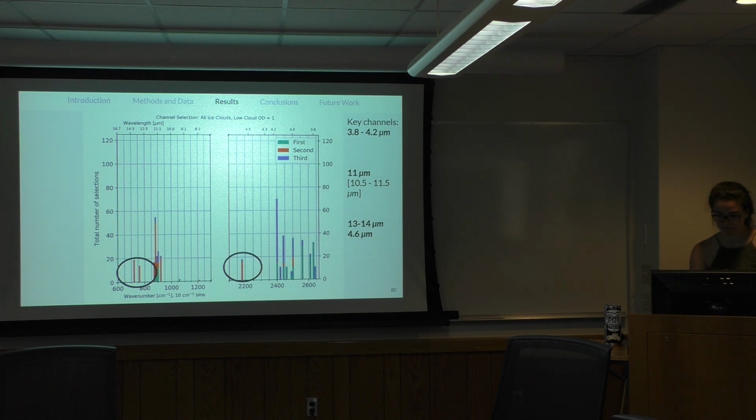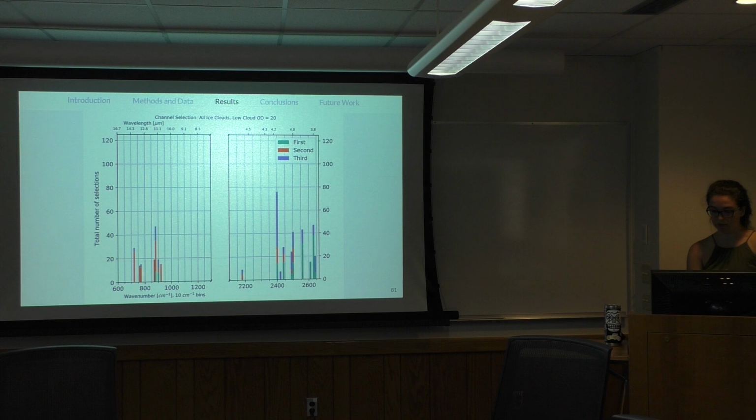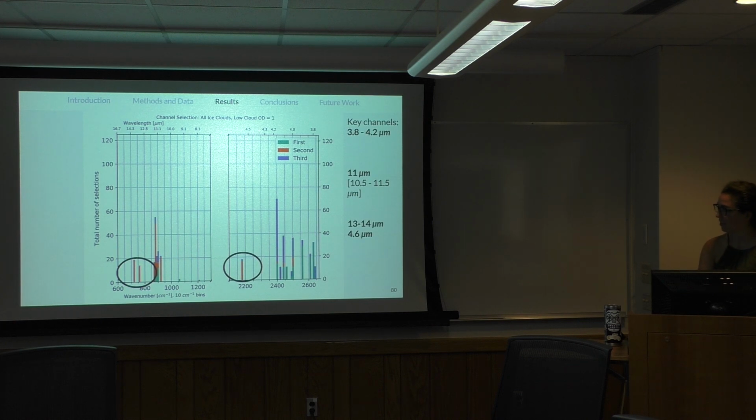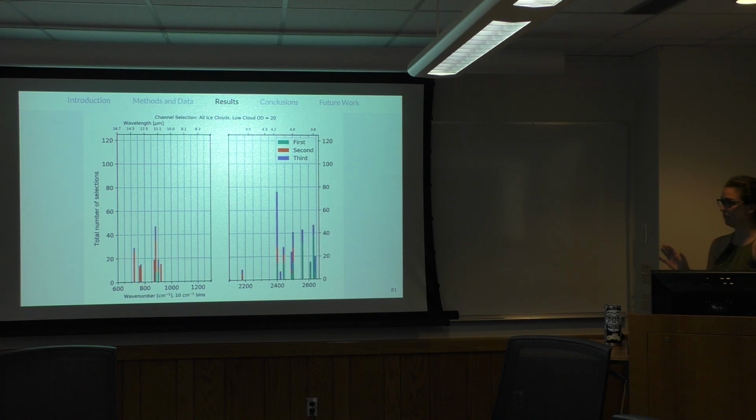And so this is our first selection, our ice cloud with a low cloud that has an optical depth of 1. When we go to the other end of that spectrum, our multi-layer scenario with a low cloud optical depth of 20, which was the highest, we saw that the channels didn't really change between these different multi-layer scenes, just the frequency of selection changed. So as that low cloud increased in optical depth, more of those shorter wavelength channels were selected.